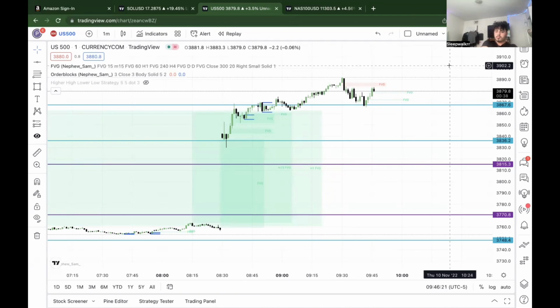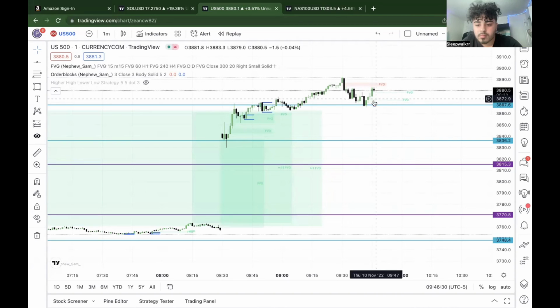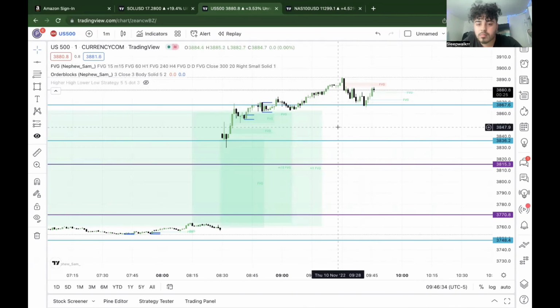Look at your candle right now in 1 minute, how it's coming back down into the candle at 944. That right there, I like to see that. And now I like to see it move continuously higher up into that fair value gap and maybe even into that 3902.